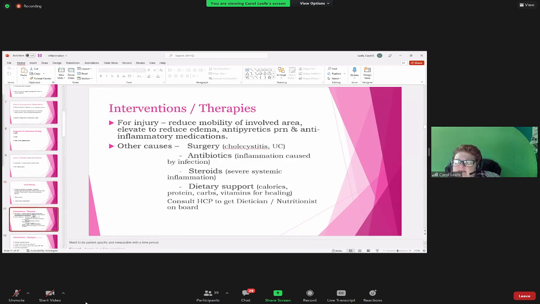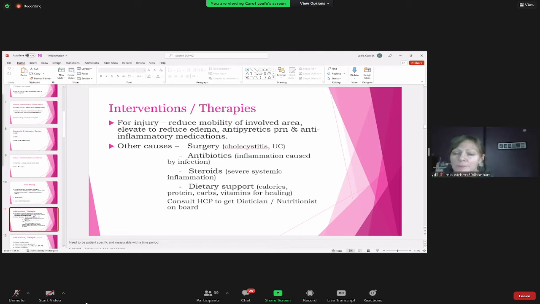So interventions and therapies, okay, for injury, you're going to reduce the mobility of the involved area. Okay, sprains, strains, broken bones, all that kind of stuff are going to be immobile for a while to let those areas heal. You're going to have the patient elevate whatever extremity or whatever's wrong, okay, so that the edema reduces wherever the edema is. You can give antipyretics, PRN. What's an antipyretic?